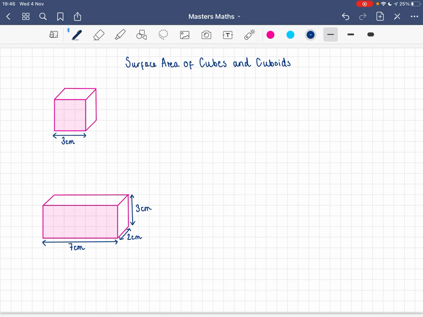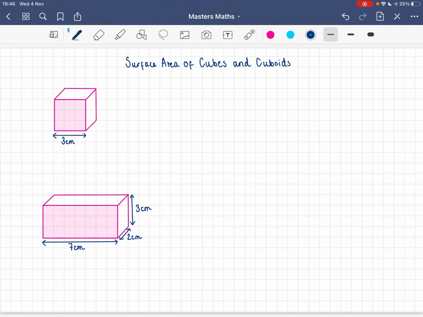Hello, this video is all about surface area of cubes and cuboids. Surface area is finding the area of all of the faces of a 3D shape and then adding that all up to find the total area that is covered by the outsides or the different faces of the shape. We're going to focus on cubes and cuboids today, but obviously you can find the surface area of any 3D shape using different formulas. Today we're just focusing on cubes and cuboids.